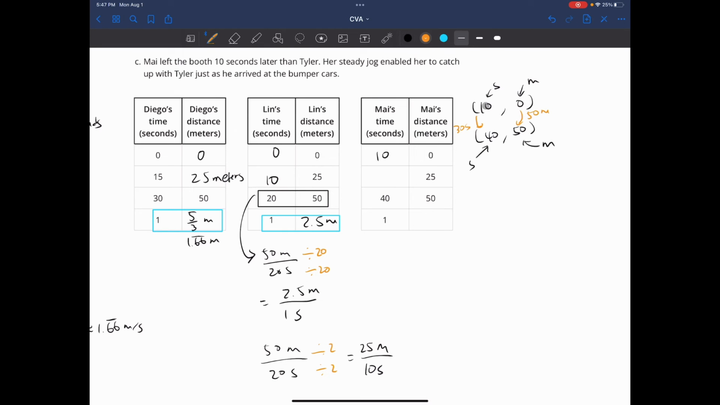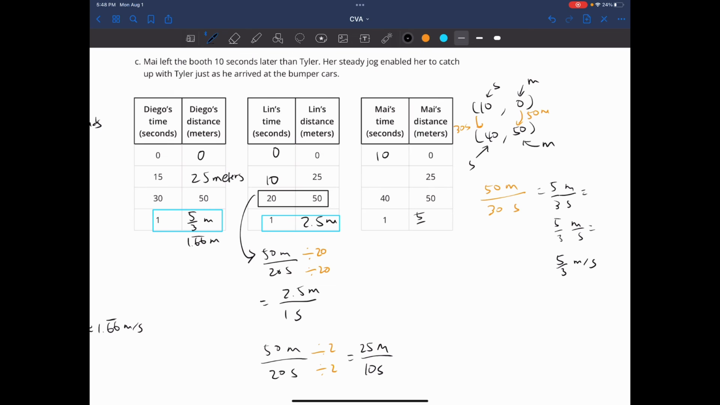So from 10 seconds to 40 seconds, how much time has passed? 30 seconds has passed. And how much distance did she cover? She covered 50. This isn't actually called the constant of proportionality in this scenario; it's called slope, but you'll learn about that later. So 50 meters per 30 seconds is equal to 5/3 meters per second. And that is the same thing as what we had right here, 5/3 meters.